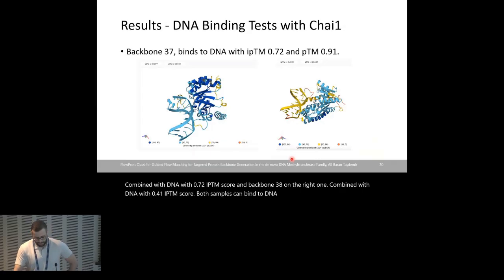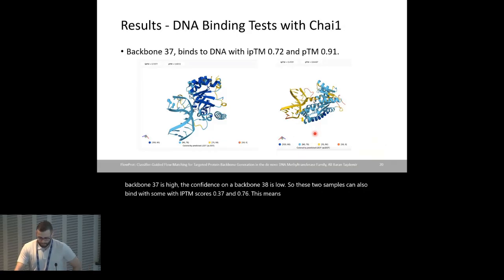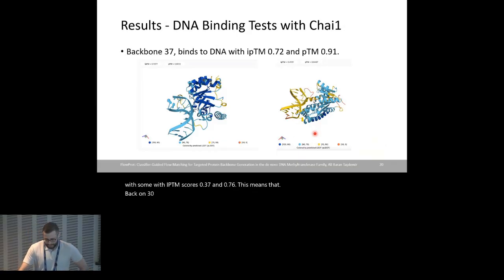However, while the confidence for backbone 37 is high, the confidence on backbone 38 is low. So these two samples can also bind with SAM with IPTM scores 0.37 and 0.76. This means that for backbone 37, while Chai-1 can bind SAM with lower confidence, it can bind DNA with a very high confidence. It is the opposite for backbone 38.